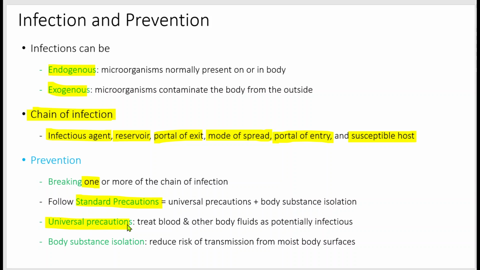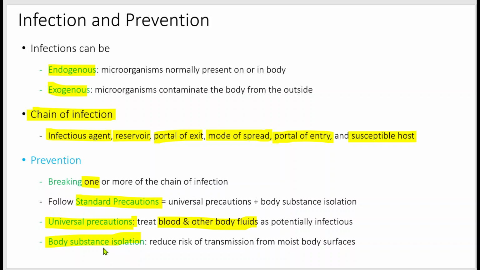The universal precautions mean you have to treat any blood or any other body fluids as potentially infectious. So whenever you work with patients, you work with them as if they are infected. You have to take infection control practices as if the patient has a virus or is infected. That gives us a standard to work with and makes us more specific about our infection control practices. That's what universal precautions mean.